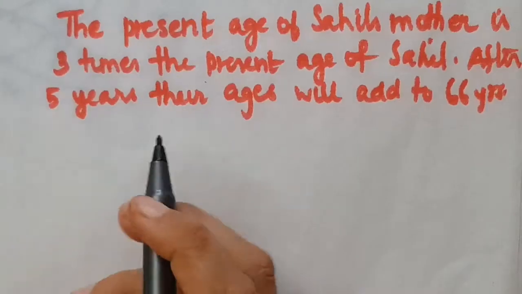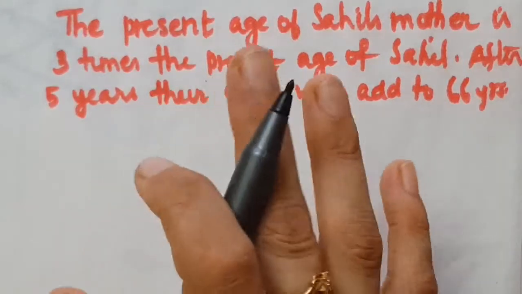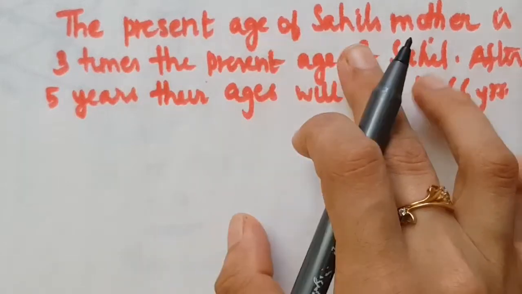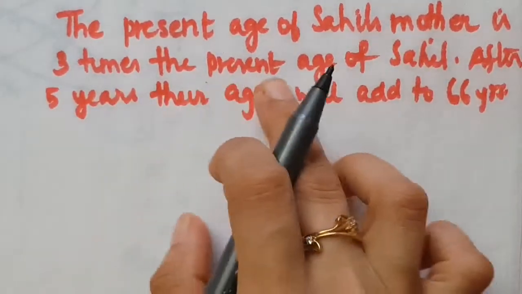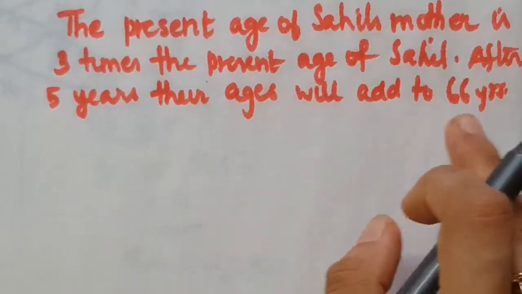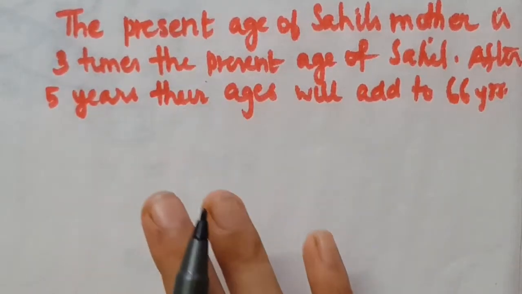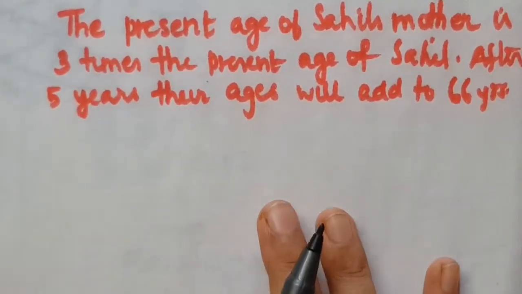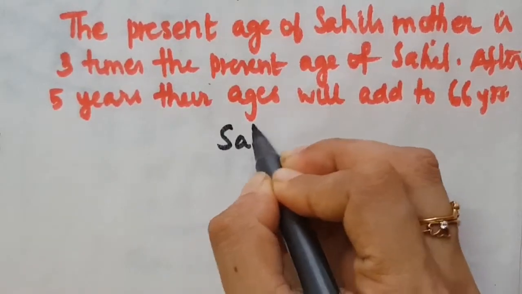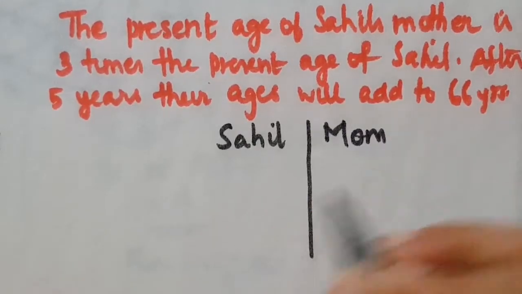Moving on to another type of questions, that is age questions. We'll do this example and see how it is. The present age of Sahil's mother is 3 times the present age of Sahil. After 5 years, the ages will add to 66 years. Find their present ages. To do this type, I'll show you how it can be done very easily. First, you can write Sahil here as a column, and then his mom.